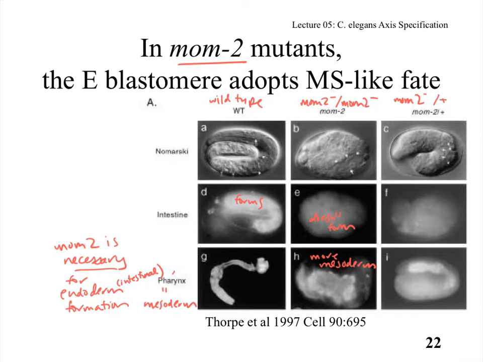Remember that that's the opposite of what the name says. The mutant name is more mesoderm. So basically what that means is, remember, in these mutants, when MOM2 is gone, then there's lots of mesoderm, but no endoderm. And so that's why we say that MOM2 is necessary for the endoderm formation.